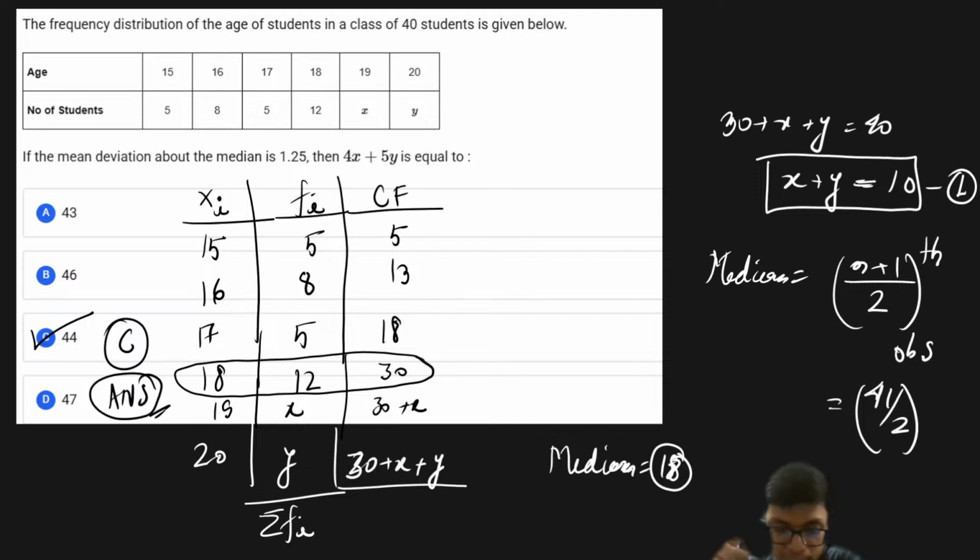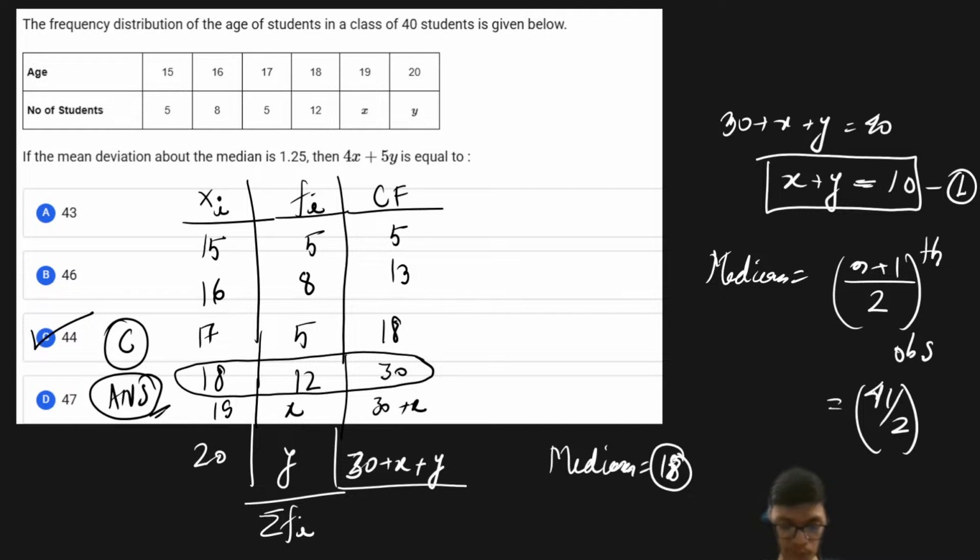Then we have to find the mean deviation about the median, and once we find that, we can find the two unknown values x and y. Once we find x and y, we can solve the given expression, that is 4x plus 5y. I hope this is clear to all of you.